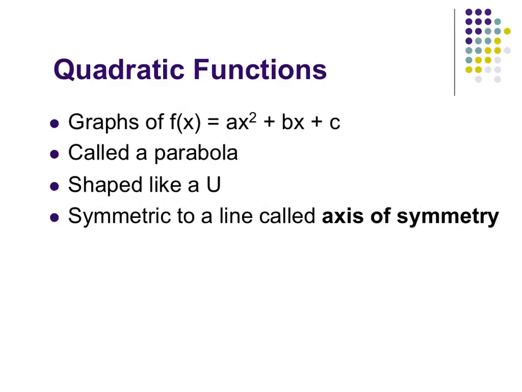So quadratics are your parabolas, right? The graph of f of x equals ax squared plus bx plus c. This is called quadratic form. The shape is called a parabola. It's obviously shaped like a U. You know that. And it's symmetric to a line called the axis of symmetry. So the axis of symmetry is going to be a vertical line that runs through your vertex where it is reflected over it. So the right side of that would be symmetric to the left side.